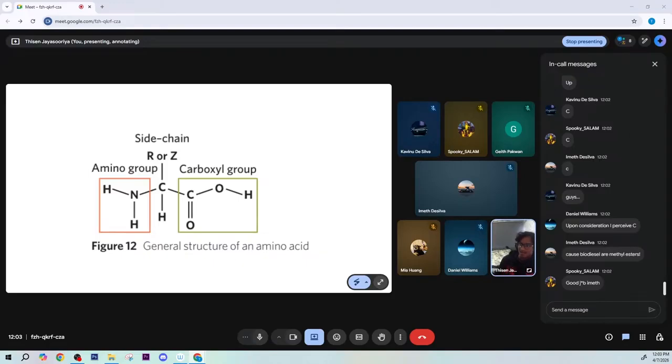Now, for anyone who's done biology, I'm very sorry that it's a bad subject. But here we're going to be dealing with the structure of the amino acid.